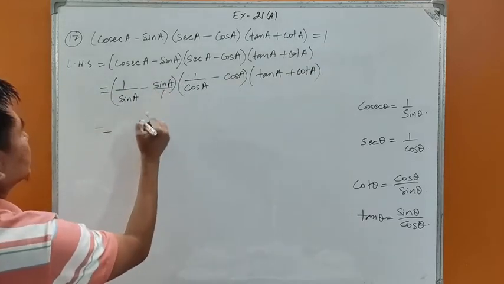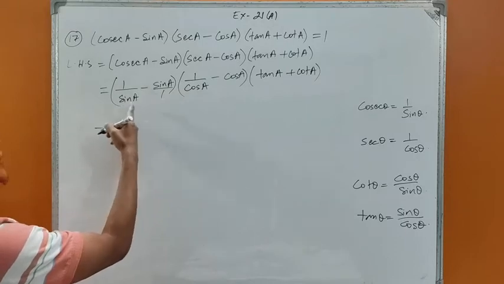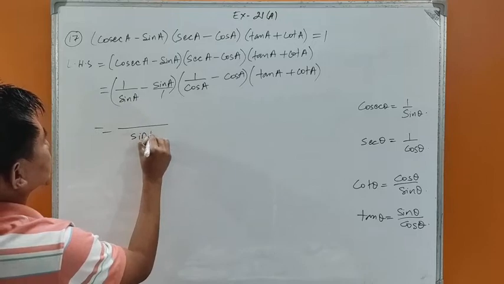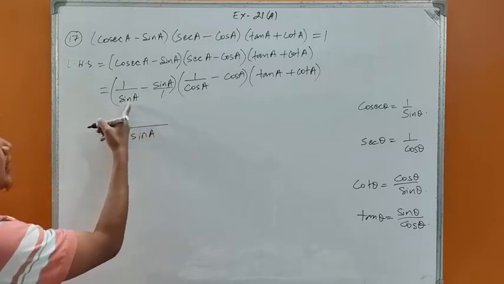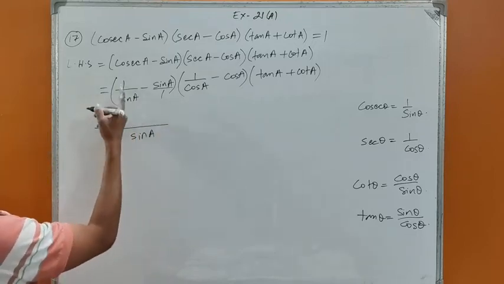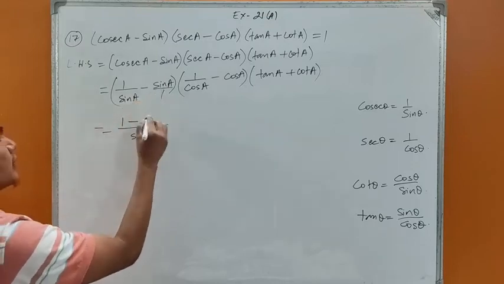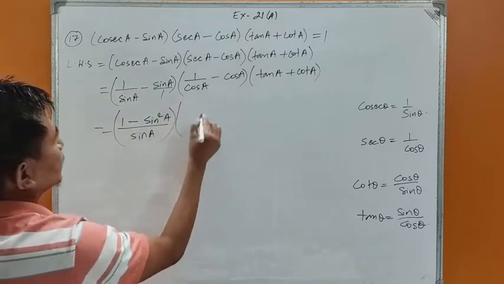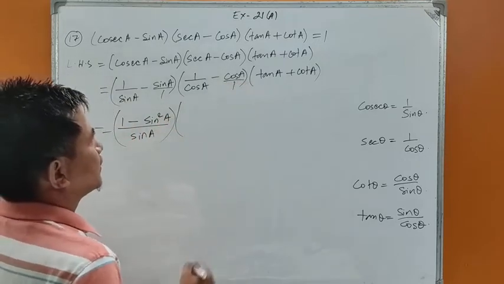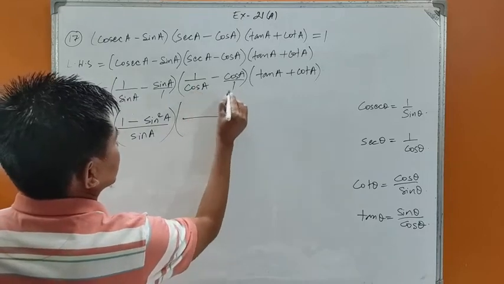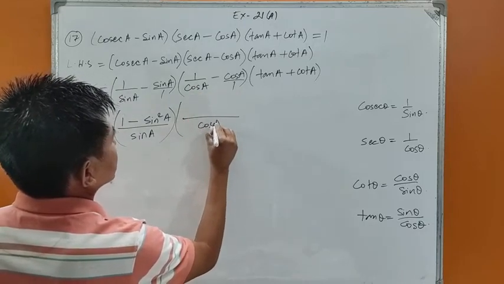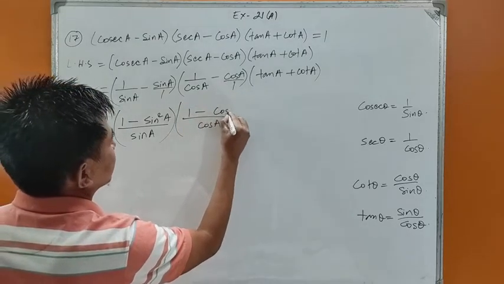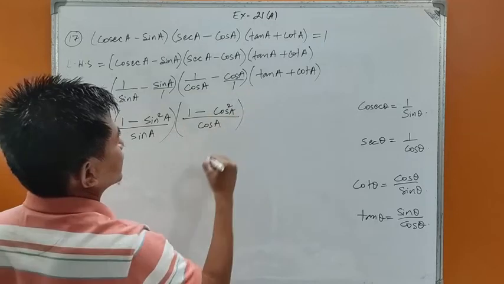Right now we assume there is 1 in the denominator of sin A. The LCM of sin A and 1 is sin A, isn't it? So 1 into 1 is 1 minus sin A into sin A is sin square A. Sin square A, whole. Here we assume 1 below cos A. So the LCM of cos A and 1 is cos A, isn't it? So 1 into 1 is 1 minus cos A into cos A is cos square A. Are you getting me?